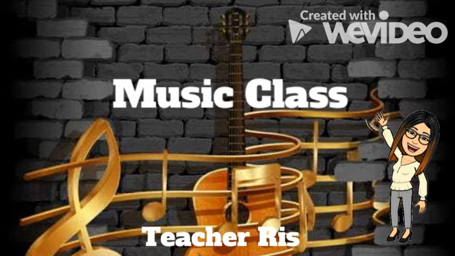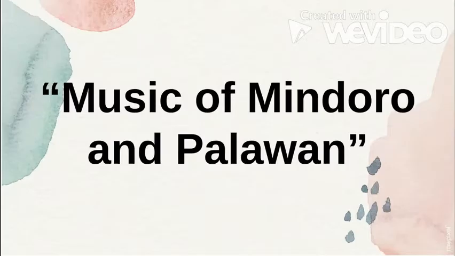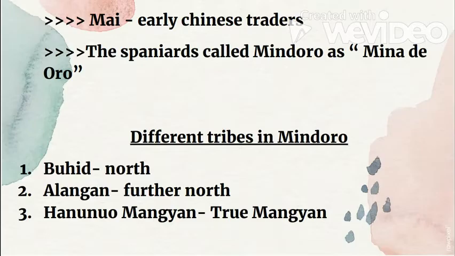So at this time, class, we are going to talk about the music of Mindoro and Palawan. During the times of early Chinese traders, class, they called Mindoro Mai. Again, early Chinese traders called Mindoro Mai. But when the Spaniards came to Mindoro, they called it Mina de Oro. Why Mina de Oro? Because they found precious metals in the area. There are lots of metals in the area which are very useful.